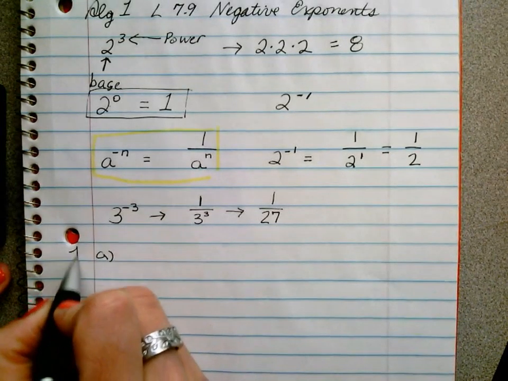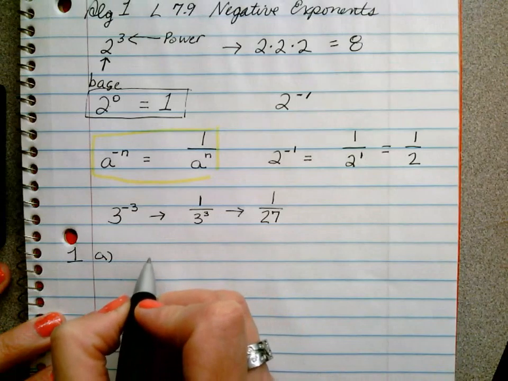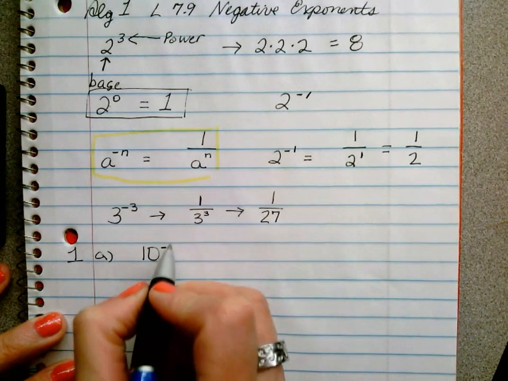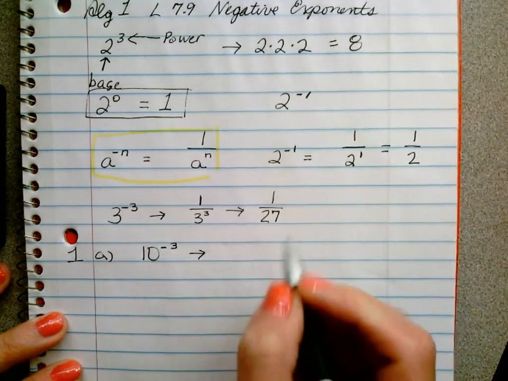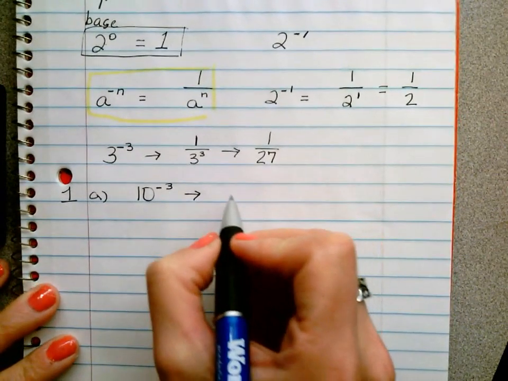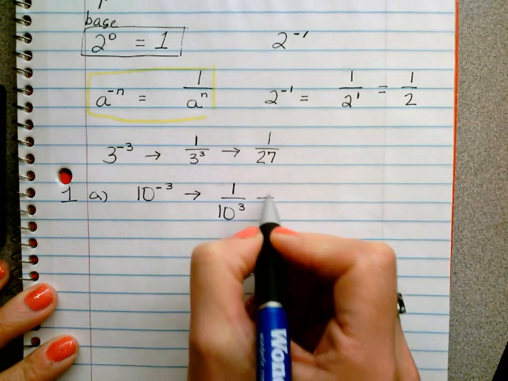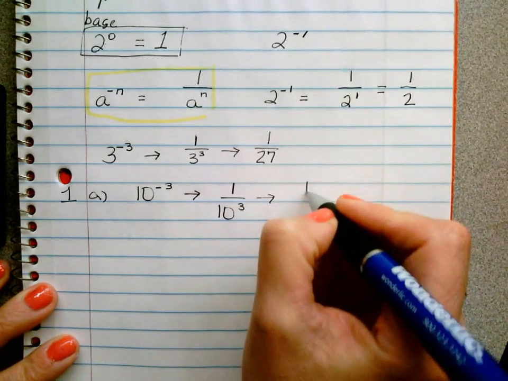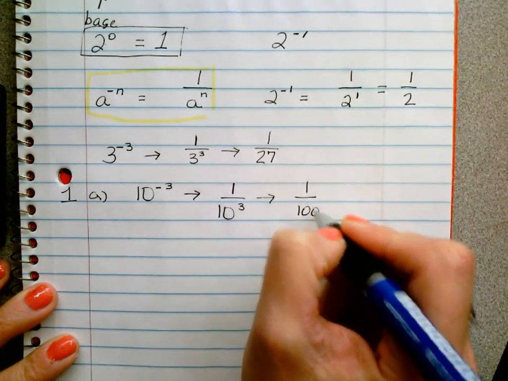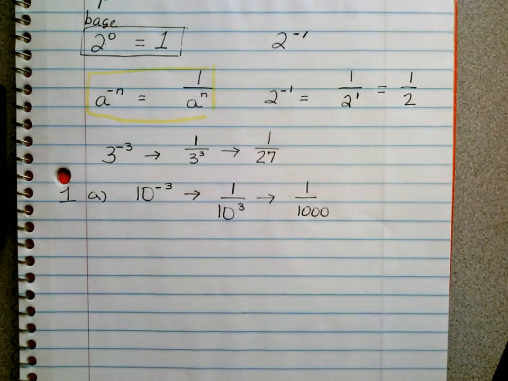Here's A. 10 to the negative third. First step. What do you do first? 1 over 10 to the third. Final step. Simplify 10 to the third. 1/1000. Awesome.